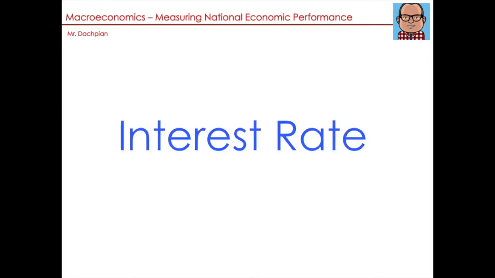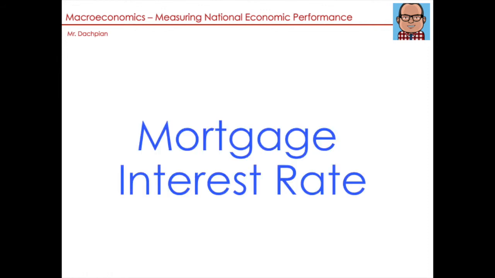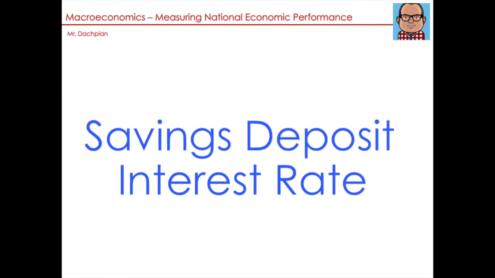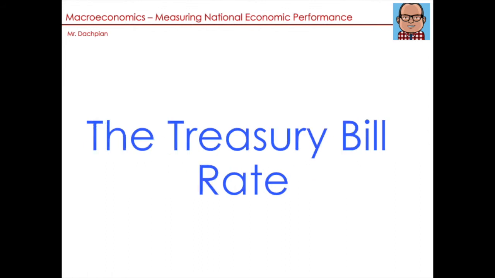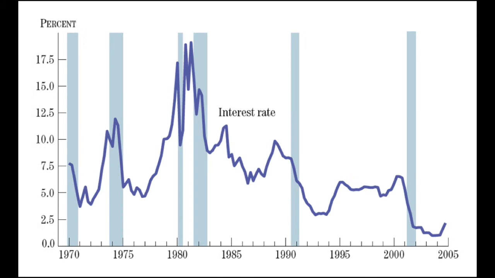The interest rate is the amount received per dollar loaned per year. It's usually expressed as a percentage of the total loan. There are 4 different types of interest rates. There is the mortgage interest rate, which is the rate on loans to buy a house. There is the savings deposit interest rate, which is the rate people get on their savings deposits at banks. There's a treasury bill rate, which is the interest rate the government pays when it borrows money from people for 1 year or less. And then there's the federal funds rate. This is the interest rate banks charge each other on very short-term loans.